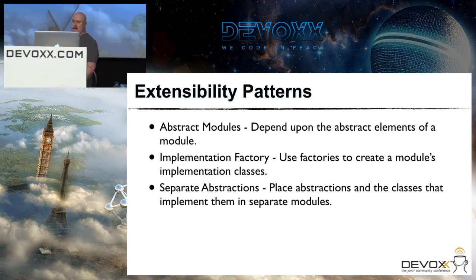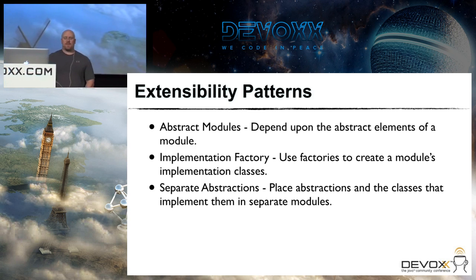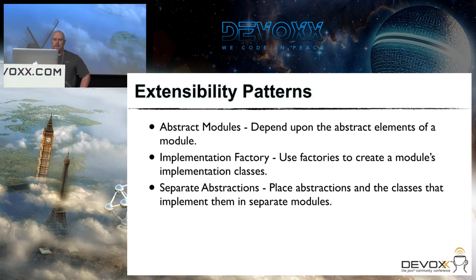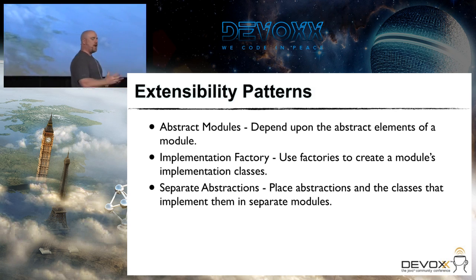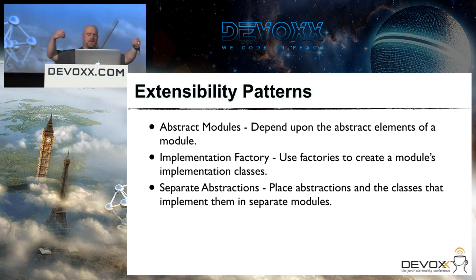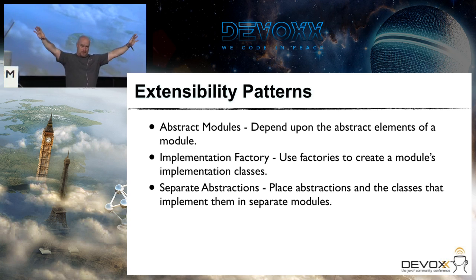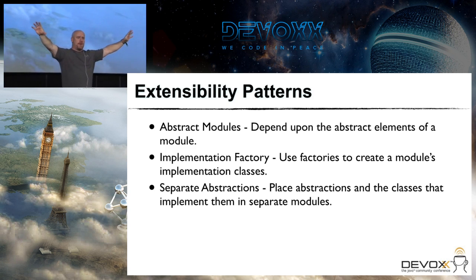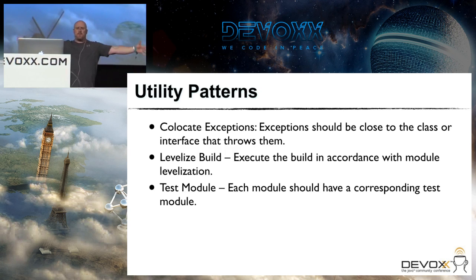Extensibility patterns, abstract modules. This was my point when I was talking about physical layers. Depend upon the abstract elements of a module. Separate abstractions: place abstractions and the classes that implement them in separate modules. The ultimate in flexibility. Think in terms of how modules are the unit of reuse, the unit of release. And if I put abstractions and implementations in completely separate modules, I've given myself a world of flexibility surrounding the opportunity to replace the implementation with something else without affecting any other part of my system.